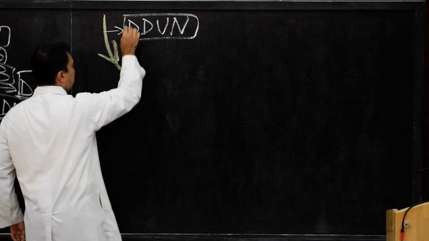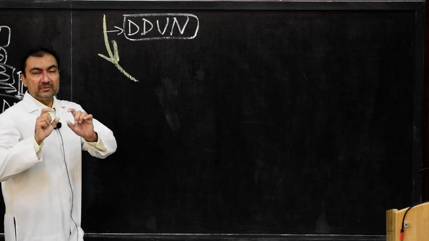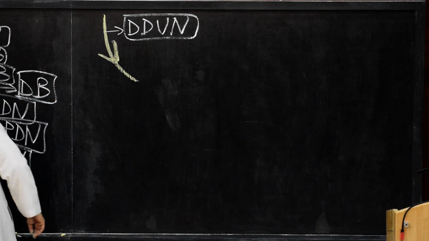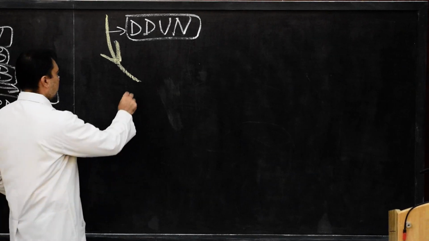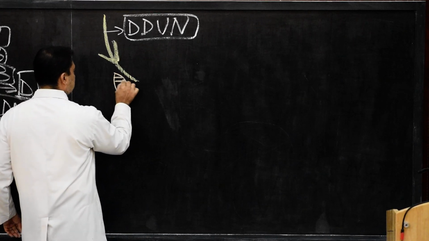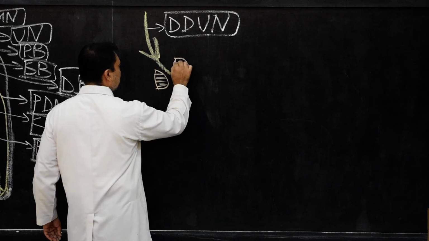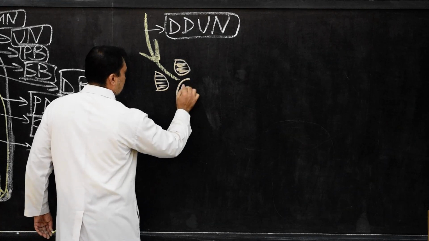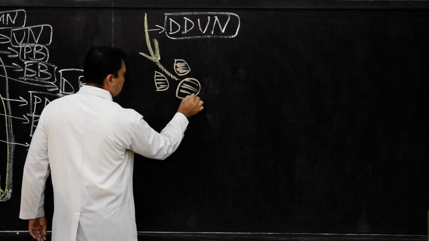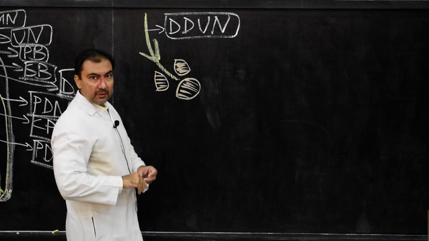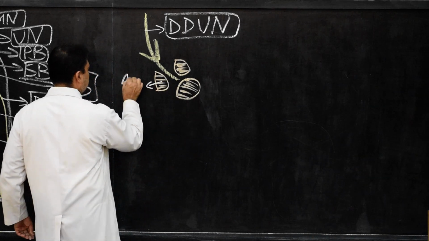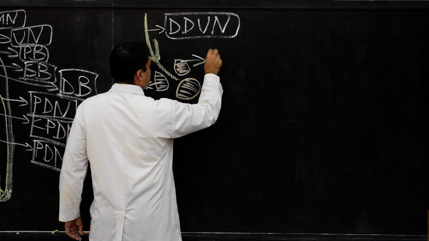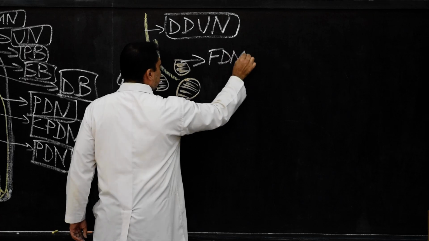The deep division of ulnar nerve will pass between two muscles, and those two muscles will be the abductor digiti minimi and flexor digiti minimi. So here we are going to draw this as abductor digiti minimi and here flexor digiti minimi. And then it is going to pierce one muscle which will be known as opponens digiti minimi. So therefore here we are going to mention this as abductor digiti minimi, and here we are going to mention this as flexor digiti minimi.